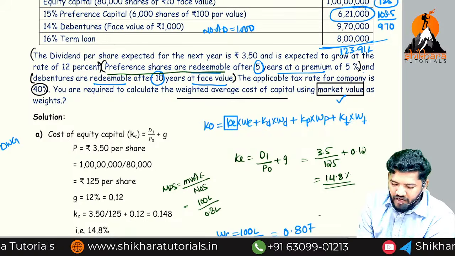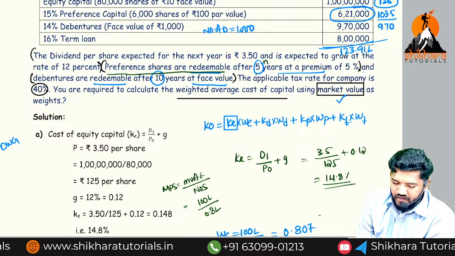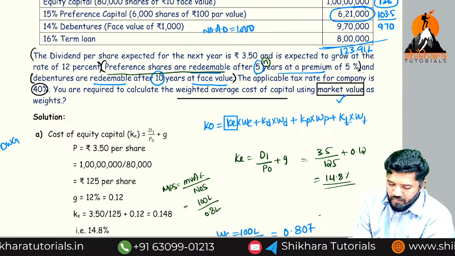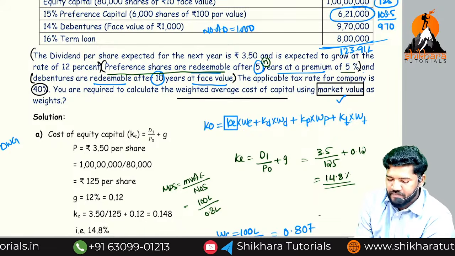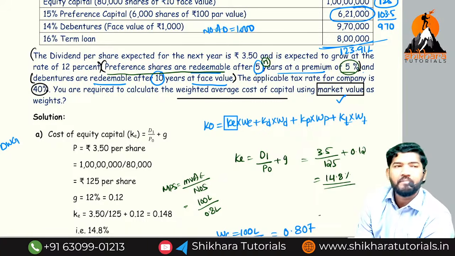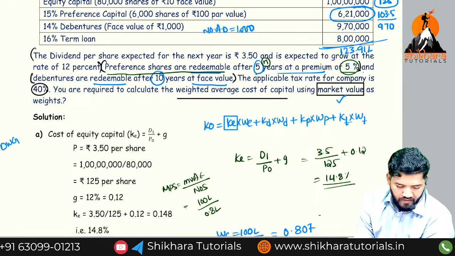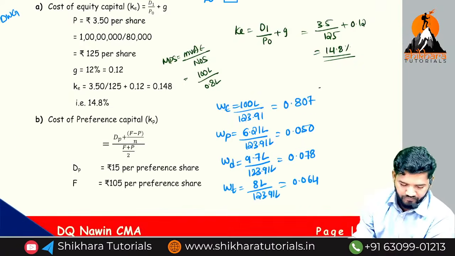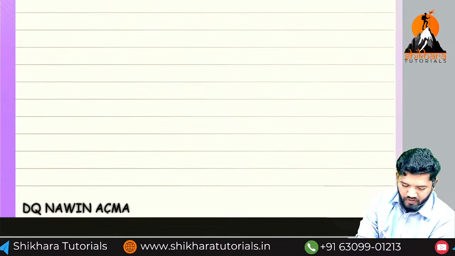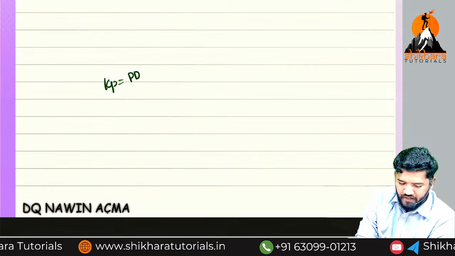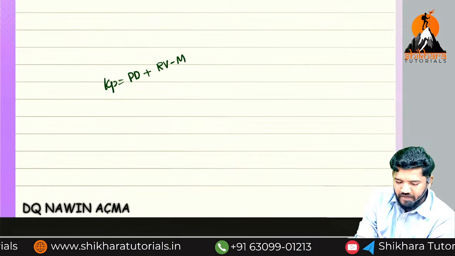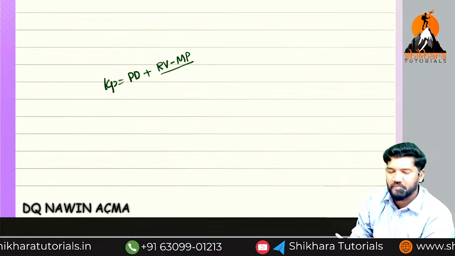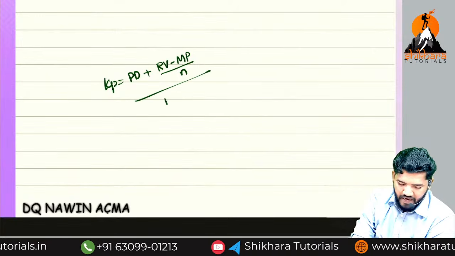What about next? Preference shares are redeemable after N years. Premium of what? Is this premium an issue premium or repayment premium? Repayment premium. This is the information only for preference shares. KP equals preference dividend plus repayment value minus market price, or net proceeds, divided by N, whole divided by average. Market value is there and number of shares is there, so we can easily figure out market price.